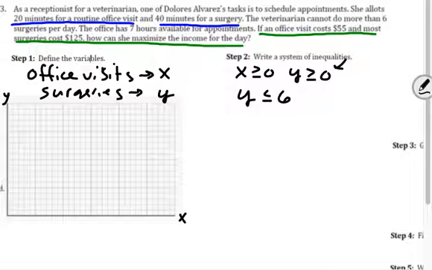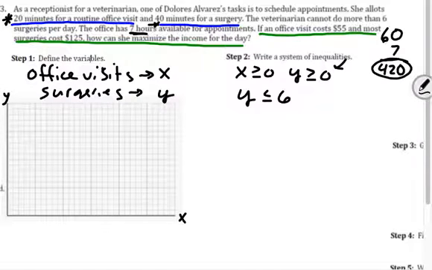And the last one says the office has 7 hours available for appointments. Well, they talk about minutes up here for office visits and minutes up here for surgeries. So I'm going to create one inequality, but for the 7 hours that I can have for all my appointments, I'm going to change that to minutes. There's 60 minutes in an hour, so 7 times 60 is 420. So 420 minutes is what we're going to be working with here.